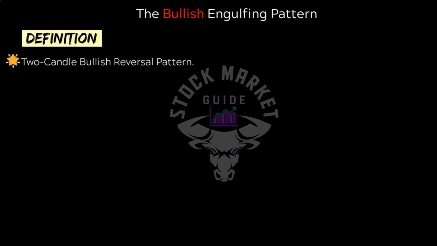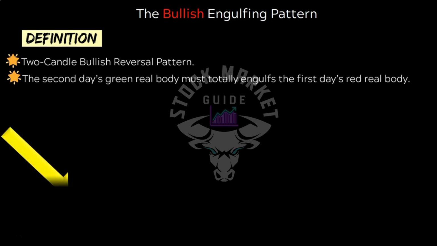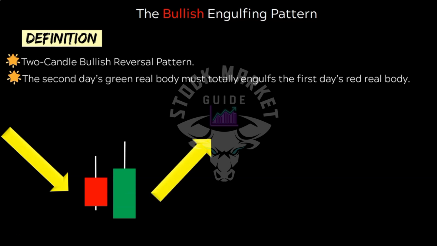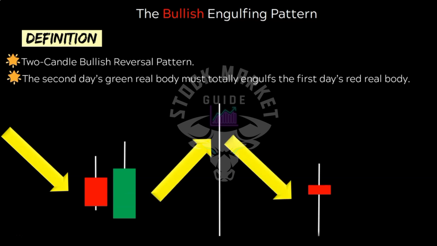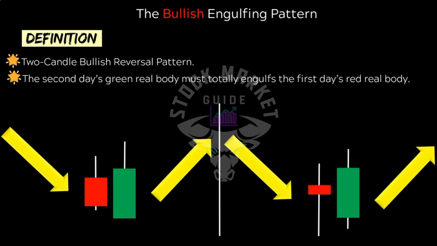Friends, the bullish engulfing is a two candlestick bullish reversal pattern. So there must be a preceding downtrend when this pattern occurs. You can easily identify this pattern with two opposite colored real bodies. In case of bullish engulfing, the second day's green real body must totally engulf the first day's red real body. That is, the green candle opens lower and closes higher than the red candle. If you are confused with the term engulfing, then engulfing basically means overlapping. Please note that you should compare the bodies only and not the full range of the candle.